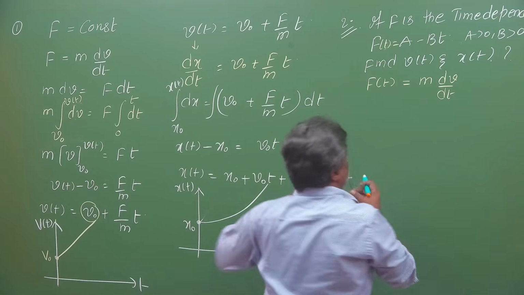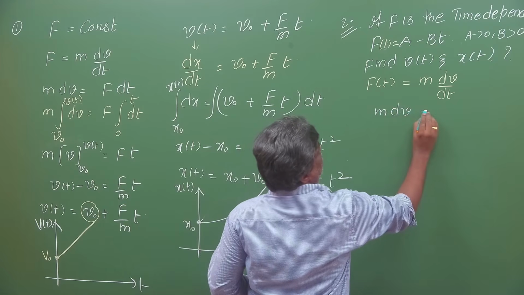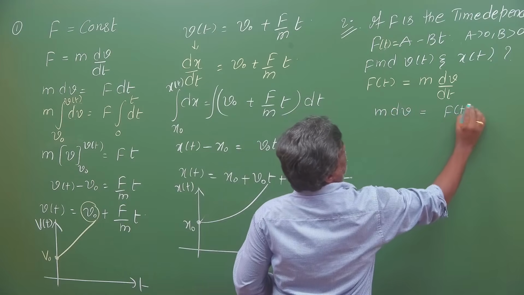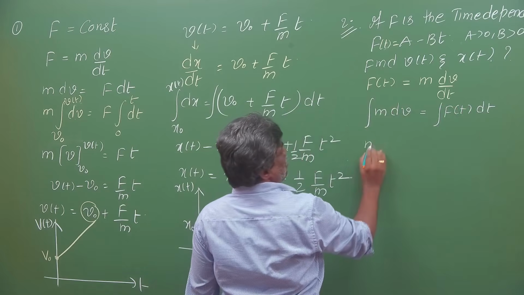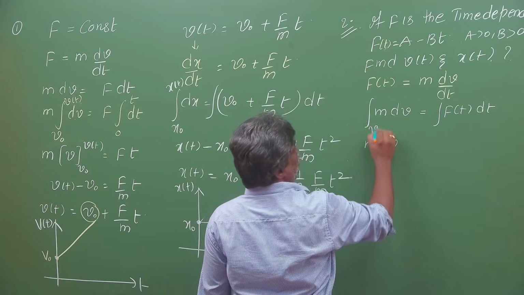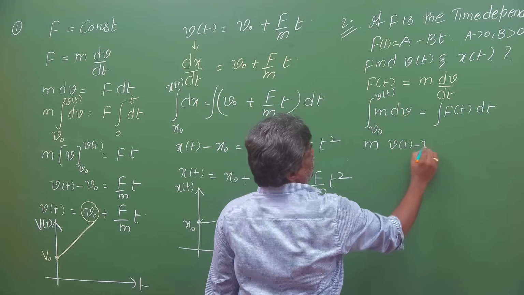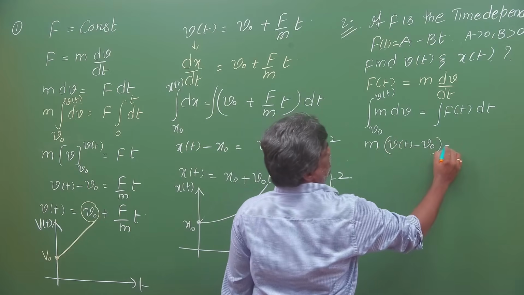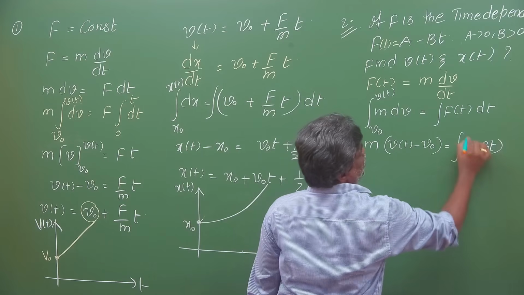I hope this one is completed. Just cross multiply, I mean variable separable: m dv equal to f of t dt, integrate, and m outside. This is v of t; generally v naught and v of t we will take, because here it is time. v of t minus v naught equal to integral f of t. What is f of t? A minus bt.